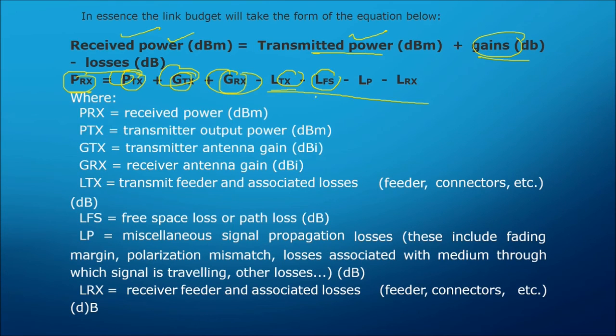This is the highest among all. LP is the miscellaneous signal propagation losses, which include the fading margin, polarization mismatch, losses associated with the medium through which the signal is traveling, and other losses. NRX is again the receiver feeder and associated losses. LTX and NRX are the transmitter and receiver feeder and associated losses. So this is the simplest equation of the received power.